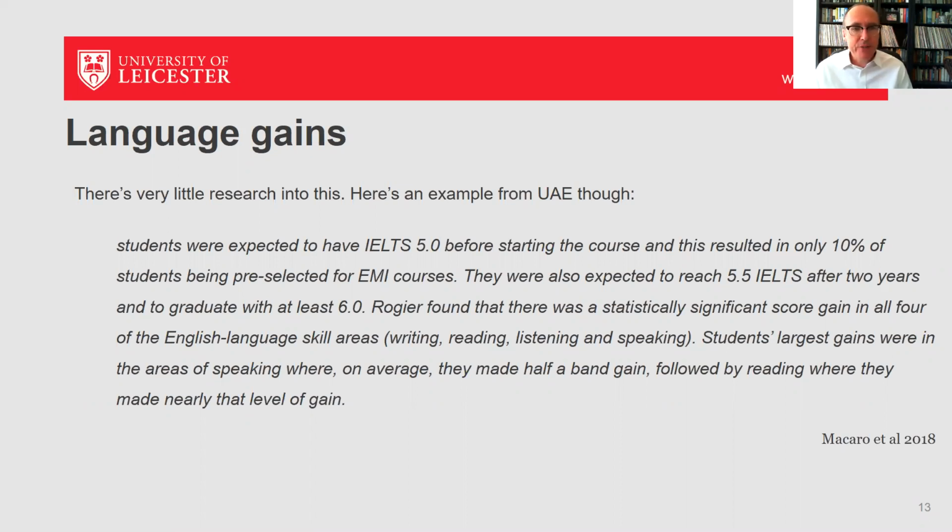The researchers found that there was a statistically significant score gain in all 4 English language skill areas. So we start off going, great, the students learned some English over 4 years. The students' largest gains were in speaking, where on average they made half a band gain, a 0.5 gain over 4 years, followed by reading, where they made nearly that level of gain.